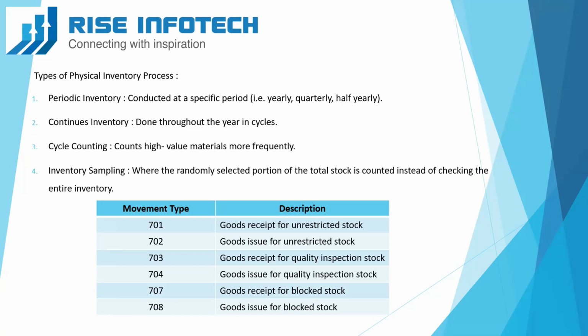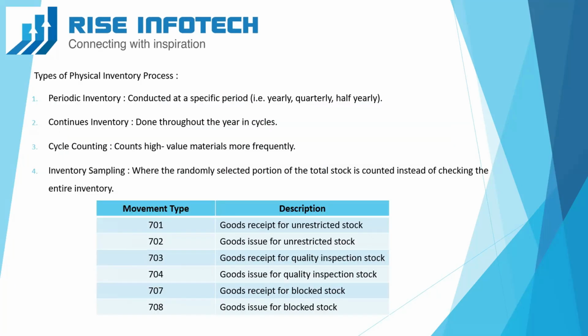We'll be continuously verifying the goods. And next comes cycle counting, which counts the high value materials more frequently. In a warehouse we dump all types of stock: low value, middle value, and high value. So in cycle counting, we will verify the high value materials.